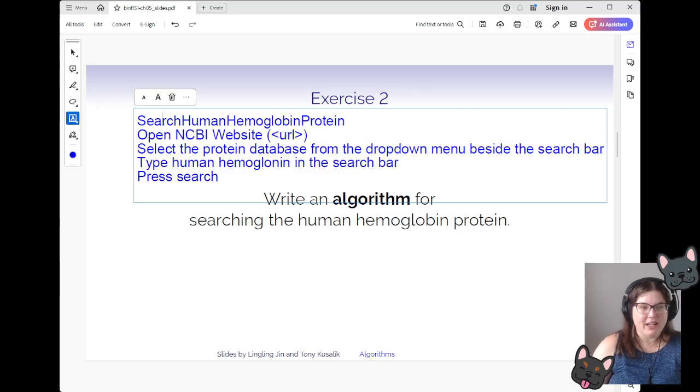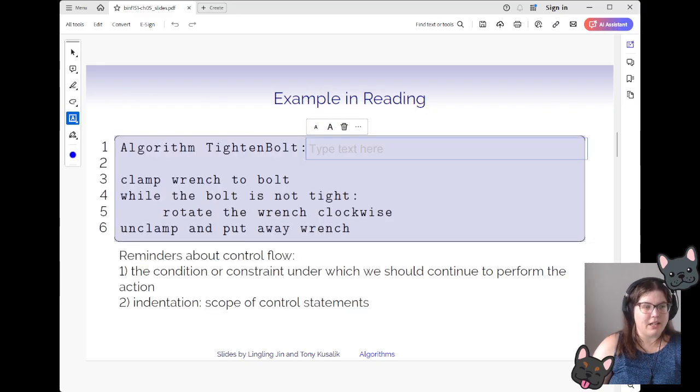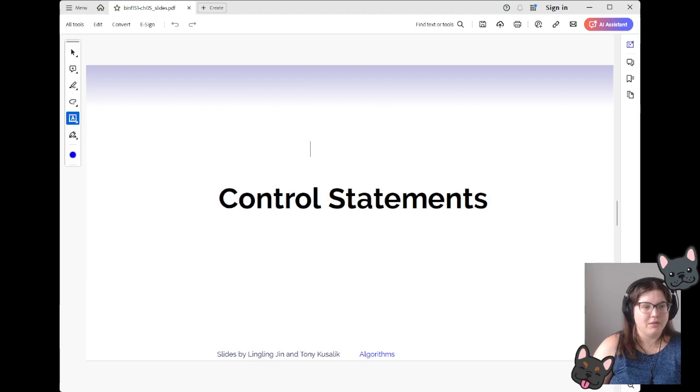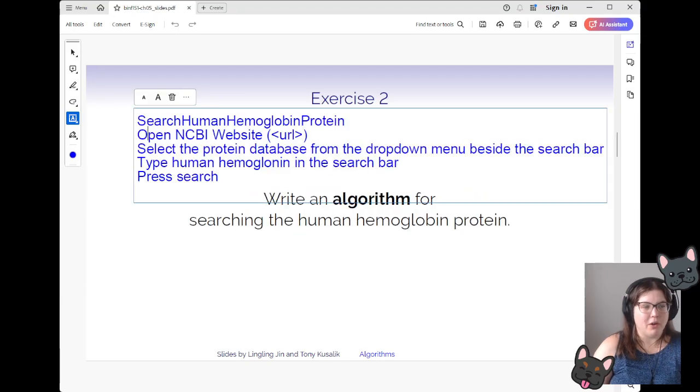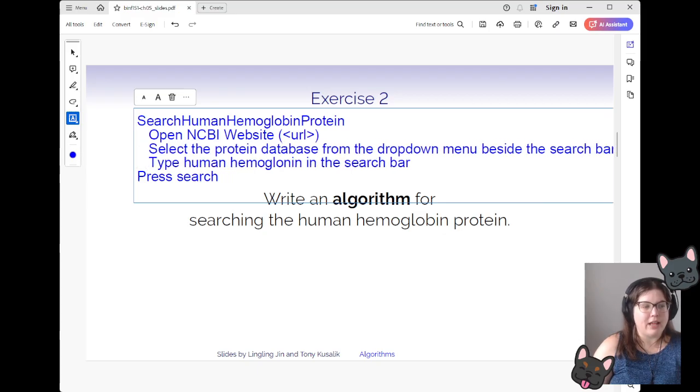Once we have the title in, we often will also tab over the instructions that correspond to that algorithm. And when we do that, you want to make sure they have the same level of indentation, because that means they all belong to this algorithm up here called search human hemoglobin protein.